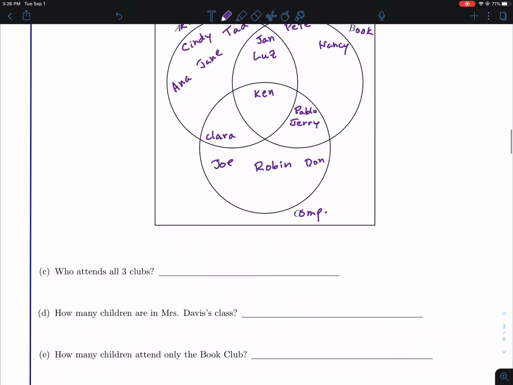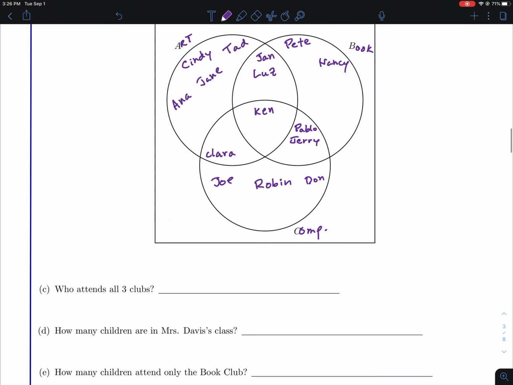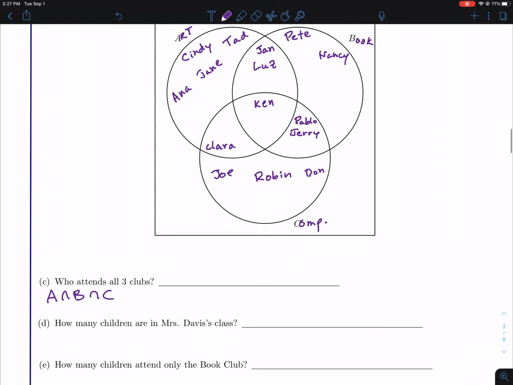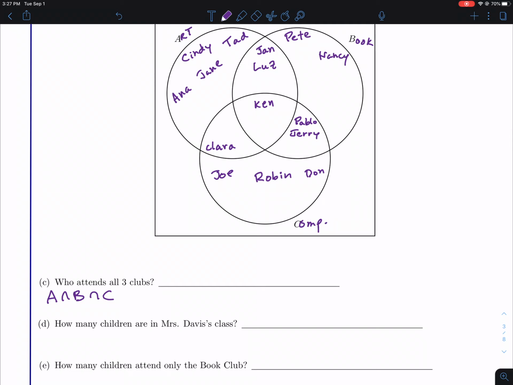So in this case, it's saying who attends all three clubs. So in other words, in set theory notation, what it would be asking is who is in A intersect B intersect C. So you don't have to write this out, but it doesn't hurt to recognize the word descriptions with the actual set theory descriptions. So there's only one person that attends all three clubs, and it's going to be Ken, because he's the only one that's in all three clubs. So in this case, we can just write down Ken for that.